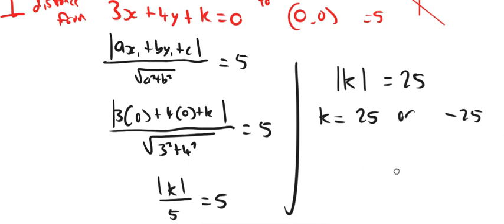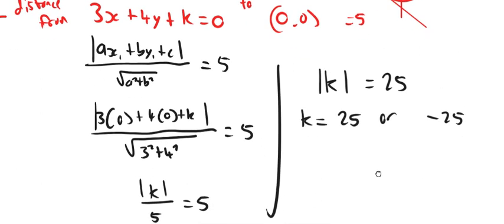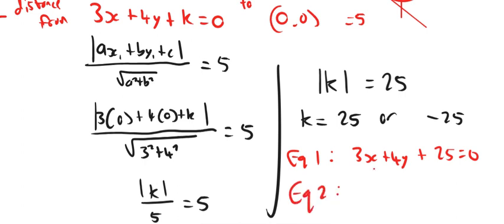So I can just put them both into that formula then. So equation 1 is 3x plus 4y plus 25 is equal to 0, and equation 2, 3x plus 4y minus 25 is equal to 0. So they're my two values of k then.